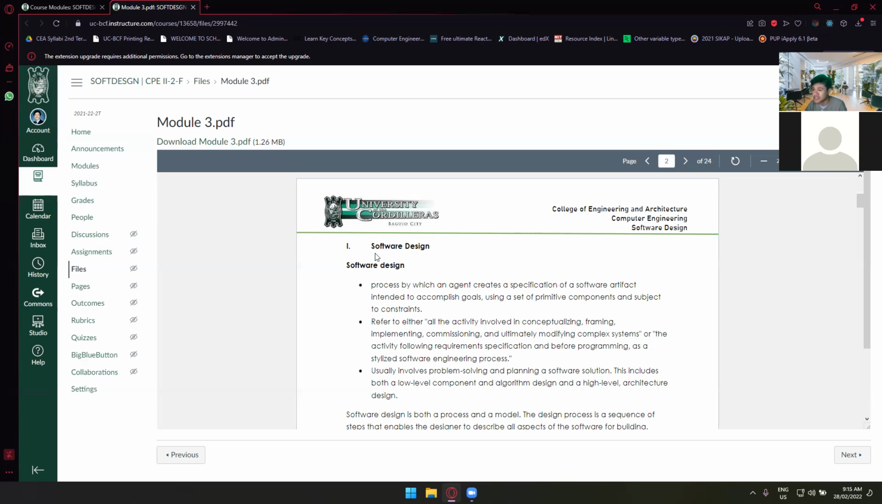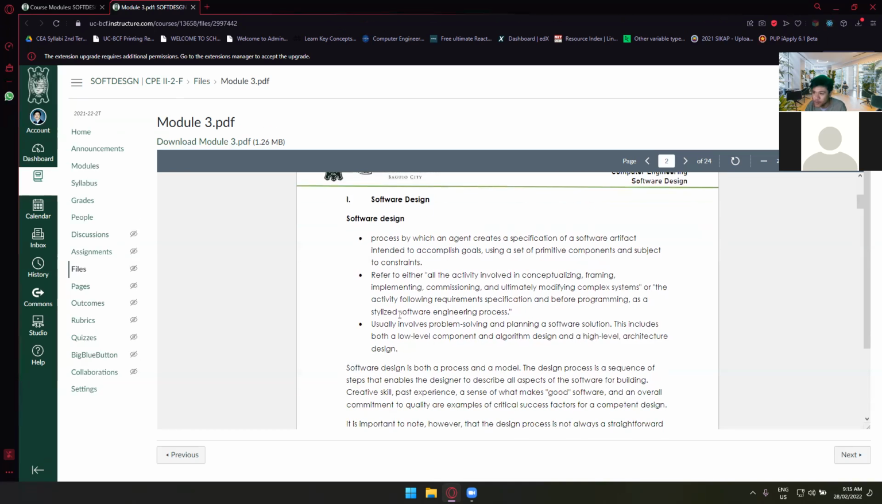Anyway, let's talk about the description or the definition of software design. It is a process by which an agent creates a specific edition of a software artifact intended to accomplish goals using a set of primitive components and subject to constraints. Basically, this is just a guide, or you can simply see that this is a method or a technique. It actually has a lot of definitions if you search in Google, but we only have the two most exact definitions or descriptions of software design.